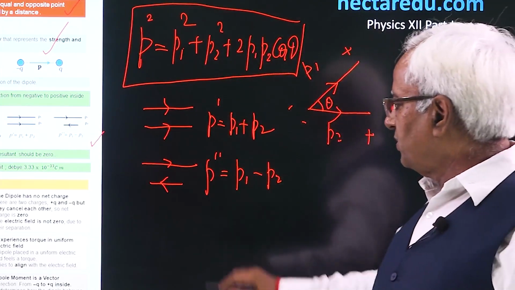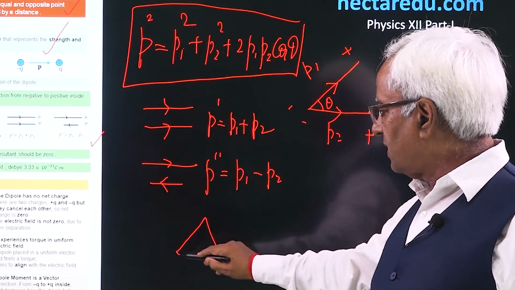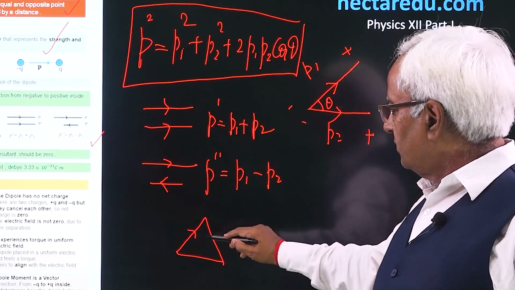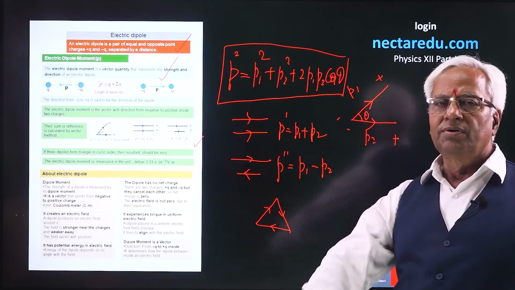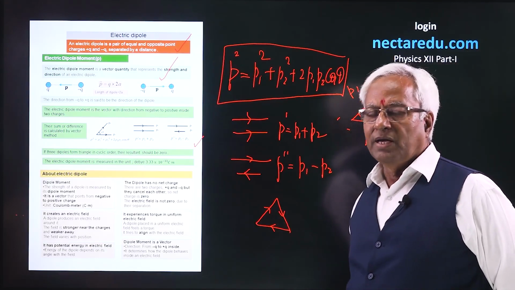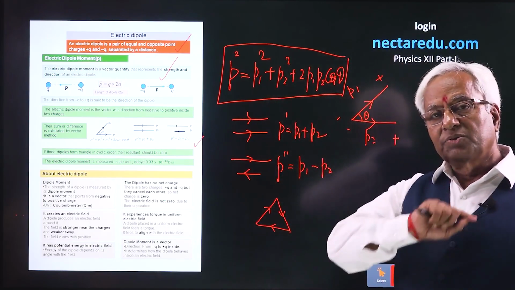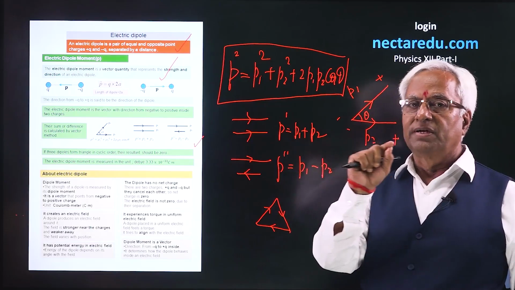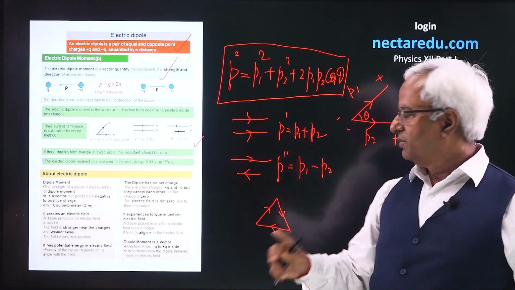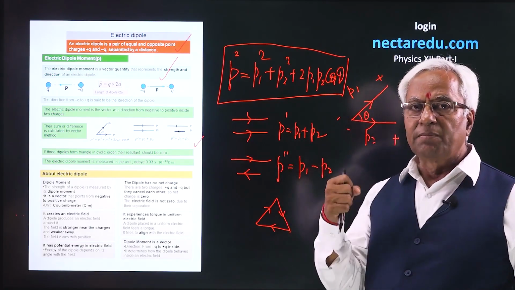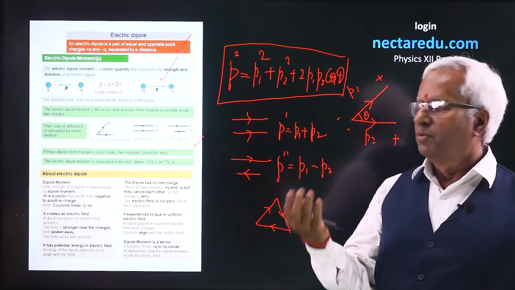We also know that if three vectors form a triangle in cyclic order, their resultant is 0. Since we have already established that a dipole is a vector, if there are three dipole vectors forming a triangle in cyclic order this way, the resultant dipole moment is going to be 0.